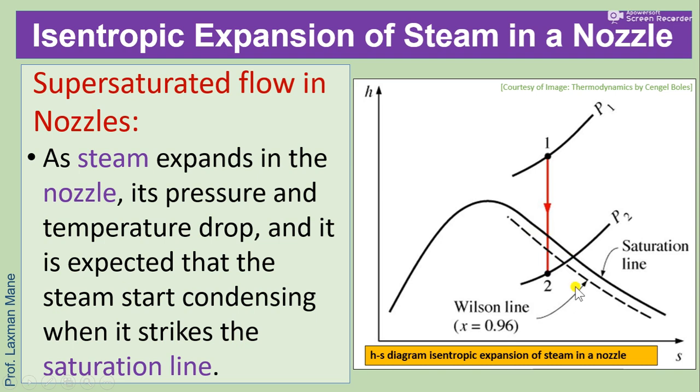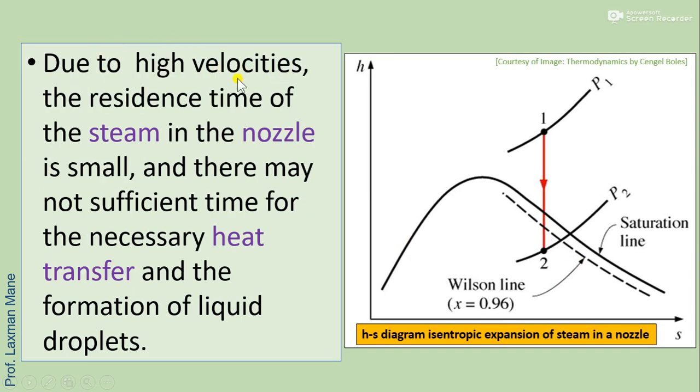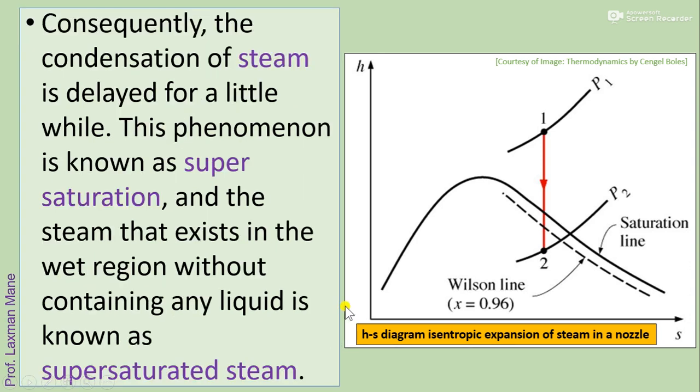It is expected, but due to high velocities, the residence time of the steam in the nozzle is small and there may not be sufficient time for the necessary heat transfer and the formation of liquid droplets. Consequently, the condensation of steam is delayed for a little while. This phenomenon is known as supersaturation, and the steam that exists in the wet region at this point without containing any liquid is known as supersaturated steam.